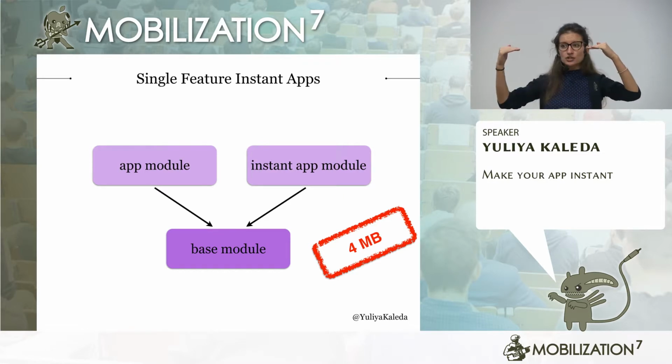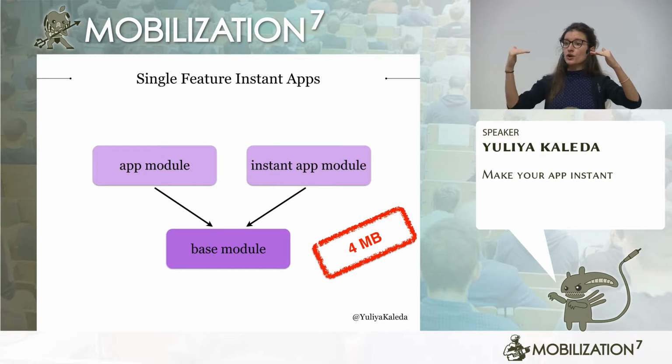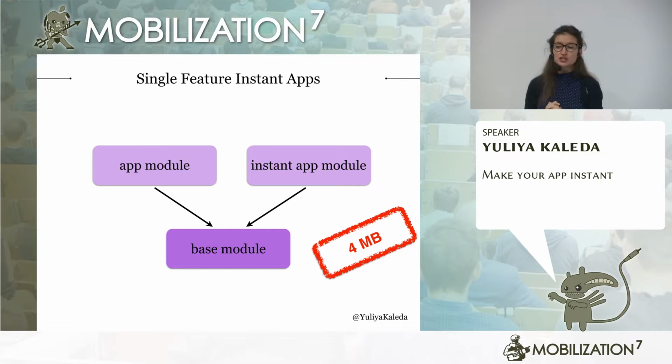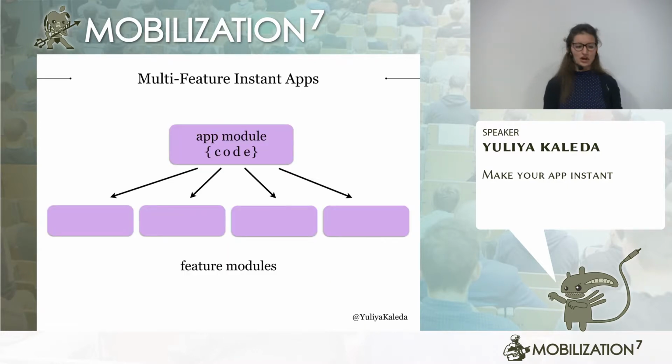App and Instant App modules are just responsible for building either a regular installable application or instant APKs, right? But you cannot start adding extra code to the base module if it's already at the 4 megabyte size limit. So single feature Instant App is not a very scalable and, I would say, maintainable solution if you want to build an Instant App. And multi-feature Instant App is where all the problems are actually solved.